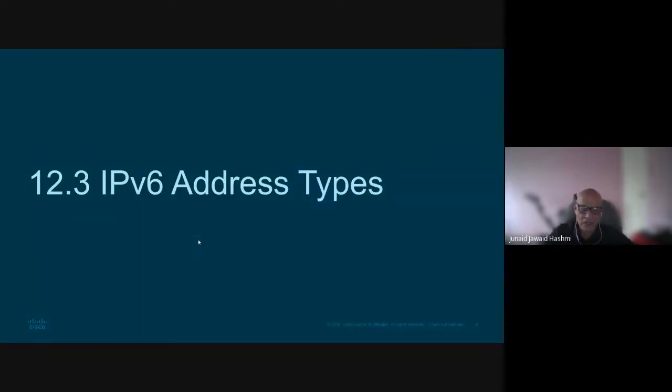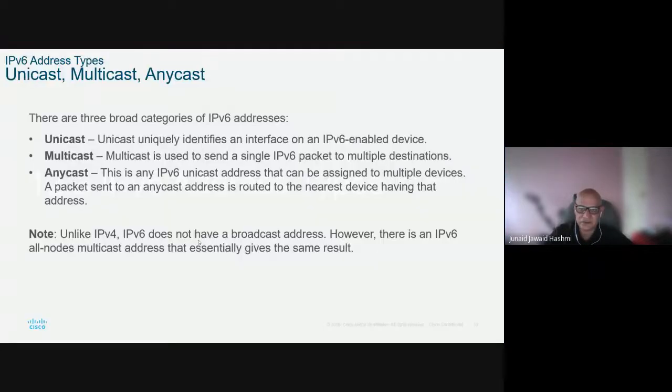Okay, now, so IP version 6 is a 128-bit address converted into hexadecimal. Let's see what the types of IP addresses are. Just like IP version 4, there are unicast, multicast, or anycast addresses. Anycast is an address that can be assigned to multiple devices.